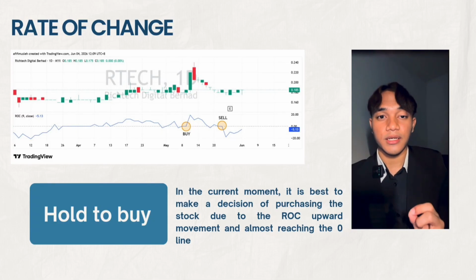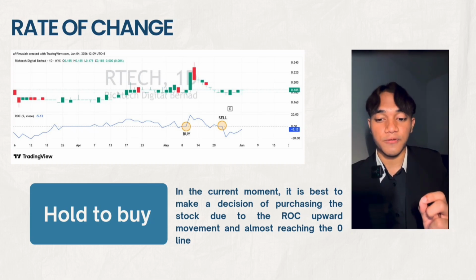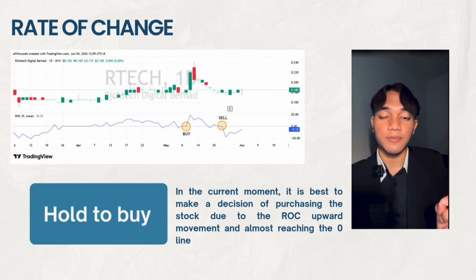So, as a current trader, my advice is to hold for a little while until the blue line finally intercepts the black dotted line, and once it intercepts the black dotted line, it is the perfect time to immediately purchase the stocks.